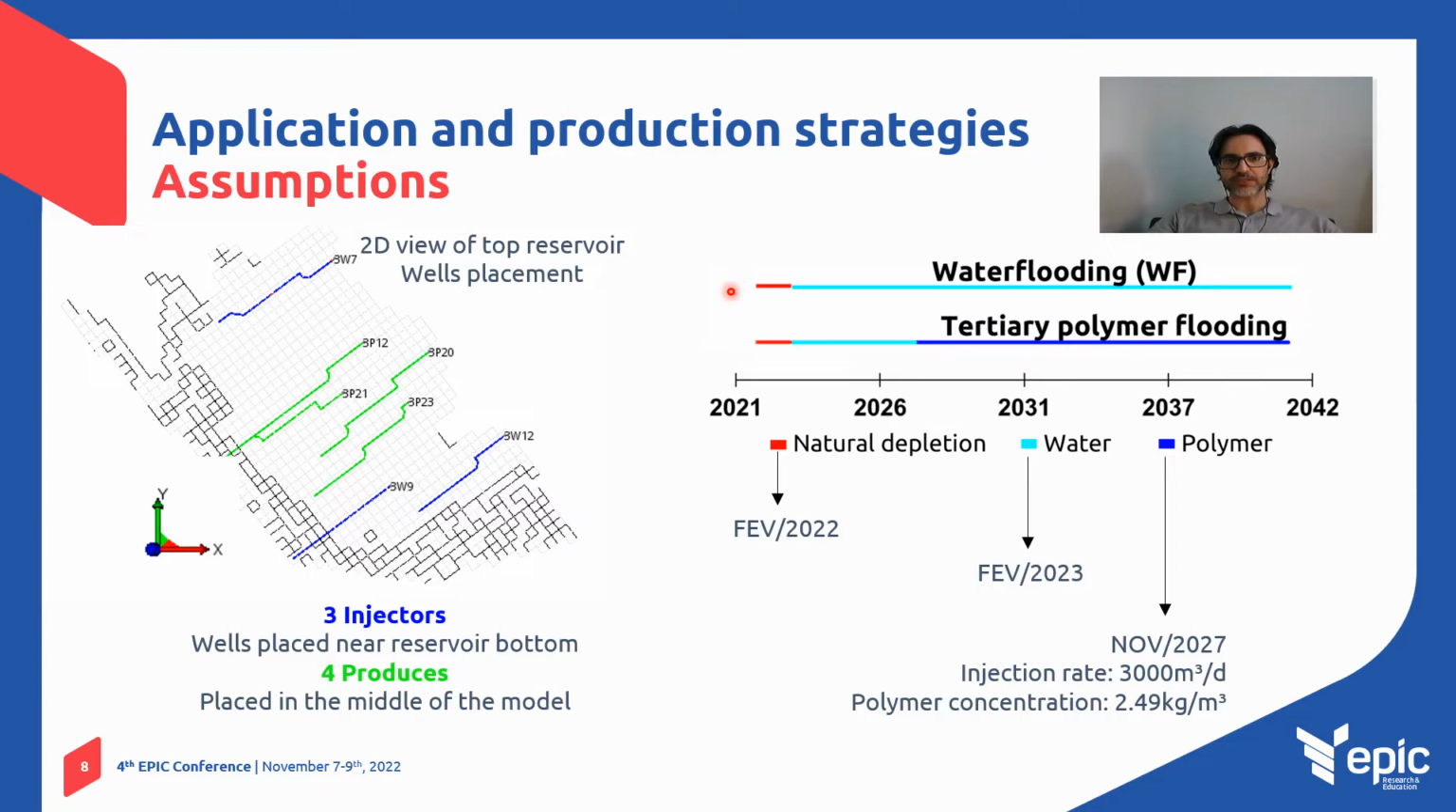For both strategies, it was started with natural depletion, followed by water flooding, and then the polymer injection starts on this date. The injection rate for both strategies was this value for each injector well, and the polymer concentration was the target one.